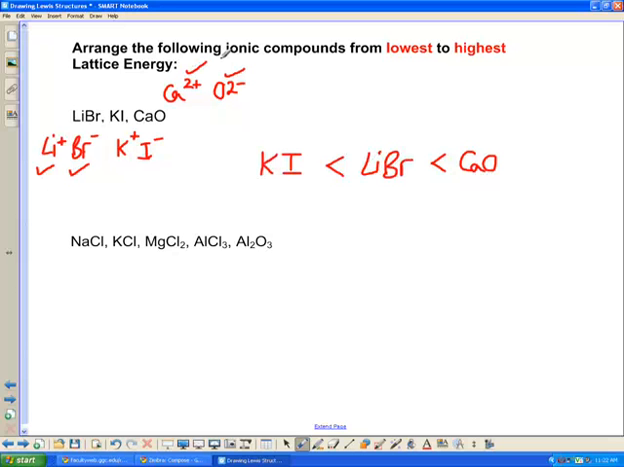Now let's do the same thing for these five. It's a little bit more complicated, but the idea is basically the same. Again, it's charge density we're looking at. We're looking for charges. So we have aluminum, magnesium, potassium, sodium. The thing that is going to be kind of a deal breaker here is the fact that aluminum is 3+.